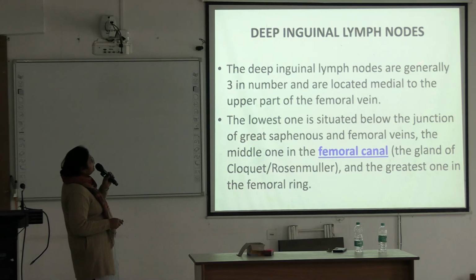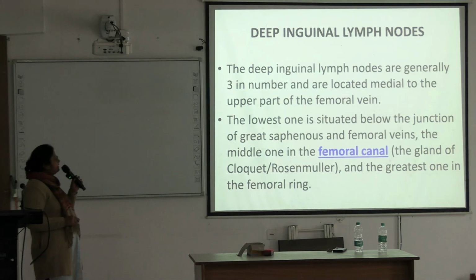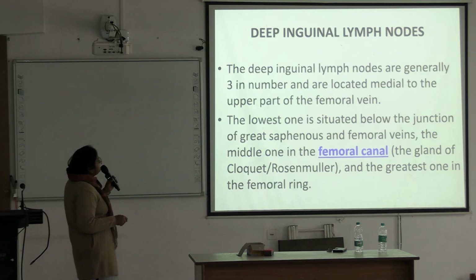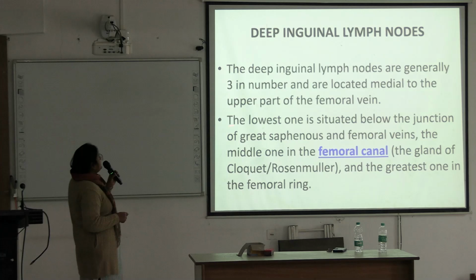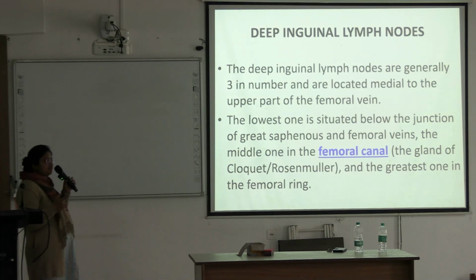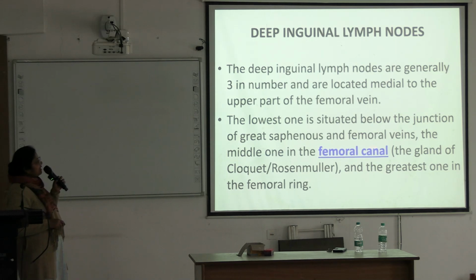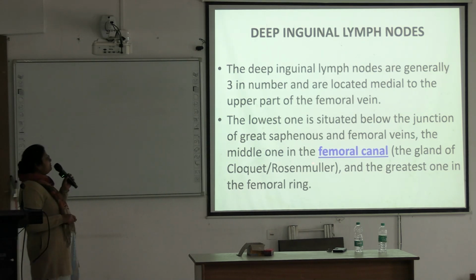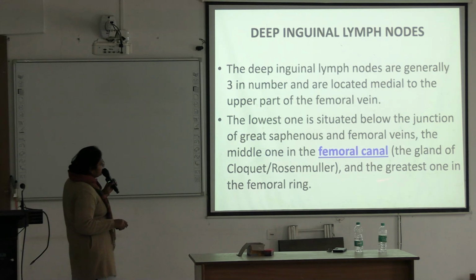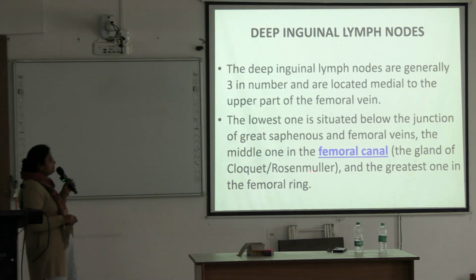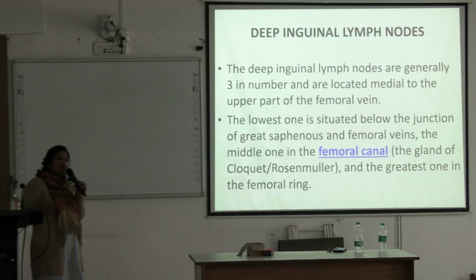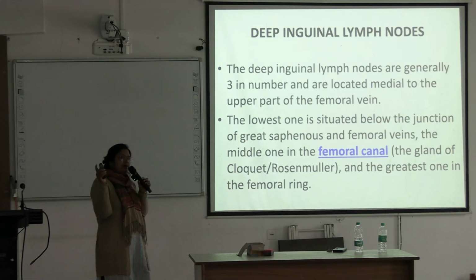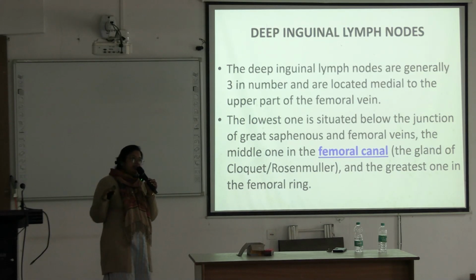Next, deep inguinal lymph nodes. Deep inguinal lymph nodes are generally three in number and are located medial to the upper part of the femoral vein within the femoral canal. The lowest one of these three is situated below the junction of the great saphenous vein and the femoral vein, the middle one is located in the femoral canal, the gland of Cloquet or Rosenmuller, and the highest one is lying over the femoral ring. The femoral ring is the upper opening of the femoral canal.